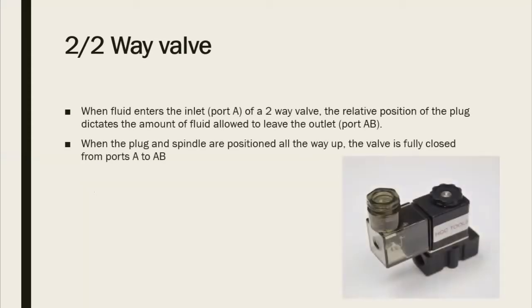When fluid enters the inlet port A of a two-way valve, the relative position of the plug dictates the amount of fluid allowed to leave the outlet port AB. When the plug and spindle are positioned all the way up, the valve is fully open from ports A to AB.